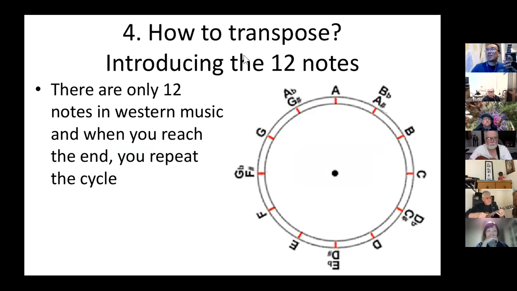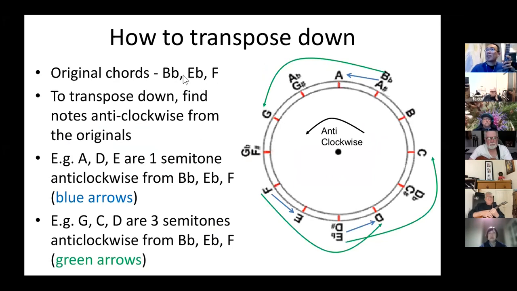You can do it here as well. So let's say if you start with A, then there's A sharp, B, C, C sharp. When you reach A flat, it goes back to A. So as long as you know this wheel, you can transpose anything. I'll give you an example now. So for example, the original chord is B flat, E flat, and F. If you want to transpose down, you go anti-clockwise.